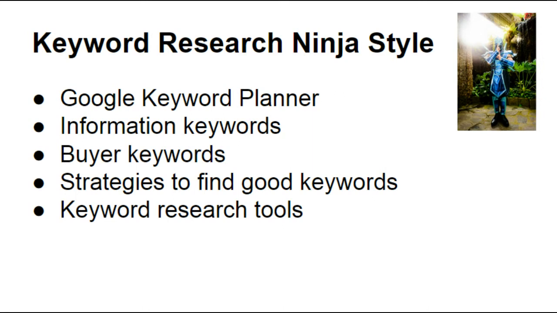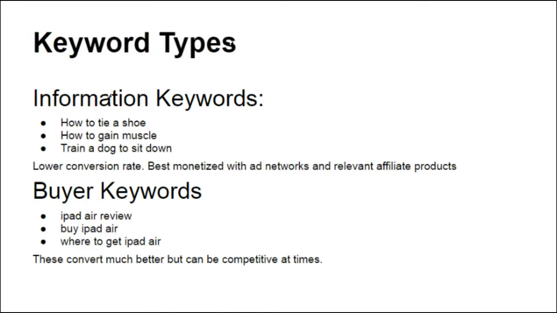So, keywords are divided into two. Usually, the first one is going to be information keywords, and then the other one's going to be buyer keywords. I'm going to also show you strategies to find good keywords, and then we're gonna also talk about keyword research tools.